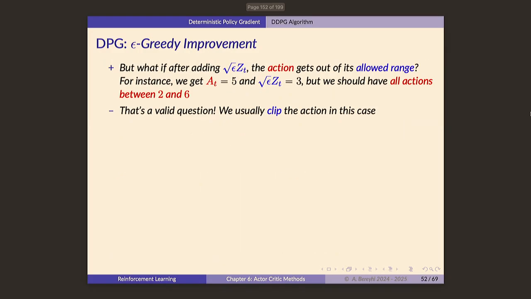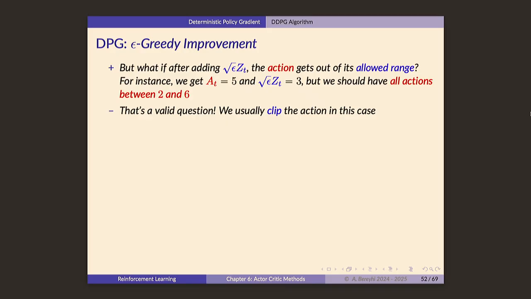One thing that you might say is that this Z value, this Gaussian variable, could potentially take you out of the region that you can work in, right? So for example, say your actions could be anything between 2 and 6. So the value that it can take is something between 2 and 6.